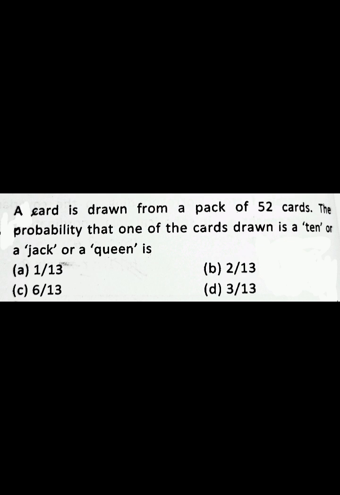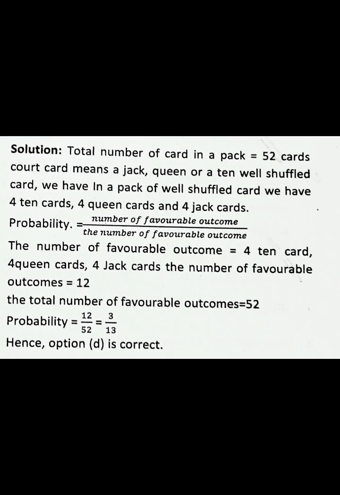Next question is, a card is drawn from a pack of 52 cards. The probability that the card drawn is a 10 or a jack or a queen is dash. We know that there are 52 cards. So among the 52 cards, there are 4 ten cards, 4 queen cards and 4 jack cards. So the total number is 12. That is, the probability is 12 by 52, and this is equal to 3 by 13. So the answer is option D.